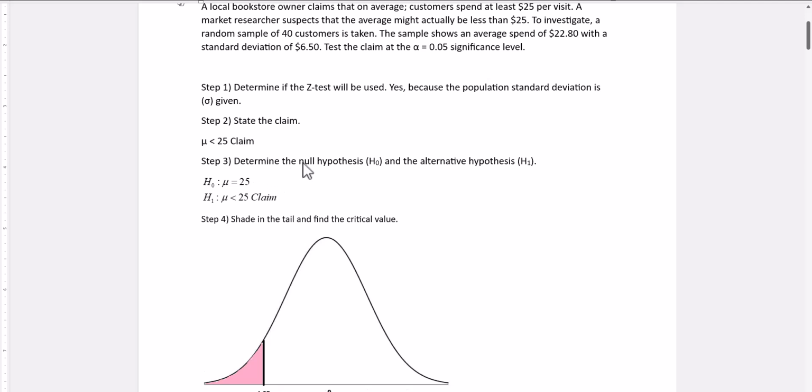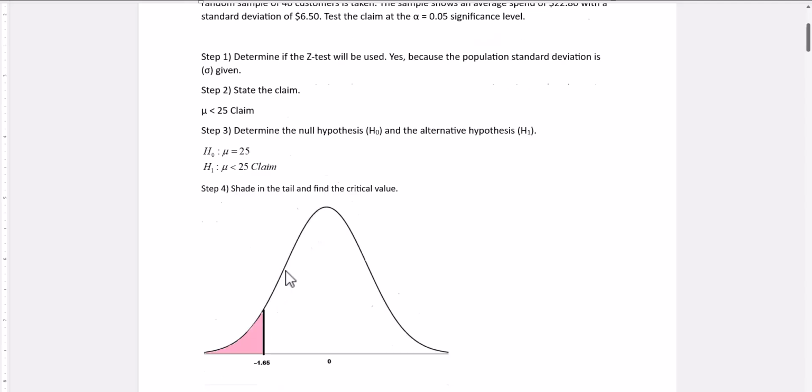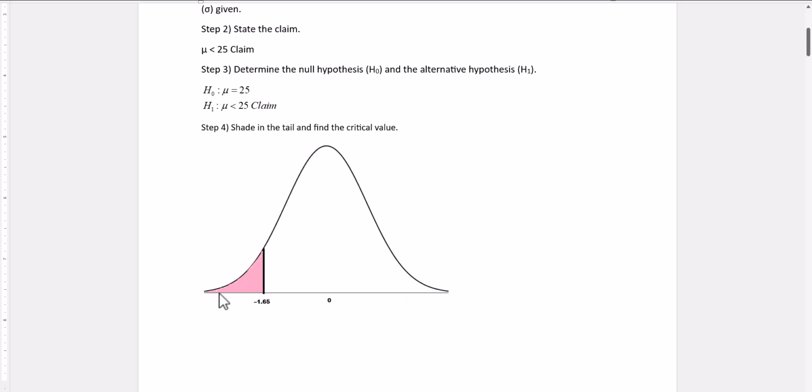After, we want to determine the null hypothesis and the alternative hypothesis. Since the mean is less than $25, that's an H sub 1 or alternative hypothesis. It has the less than sign. H naught always has the equal to sign, so mu equals 25. Since H sub 1 has a less than sign, it's a left tail.